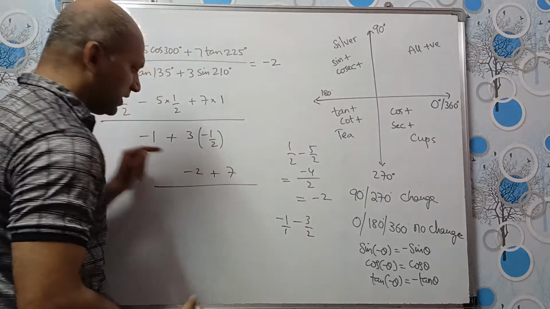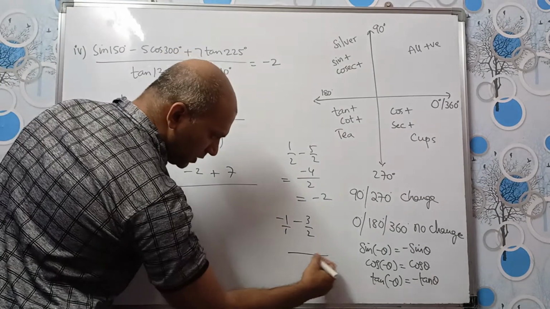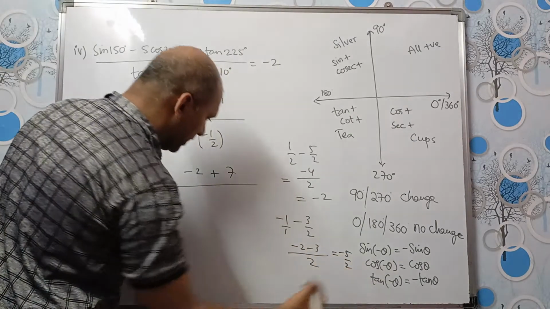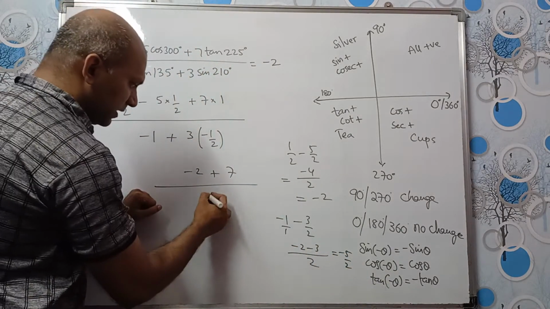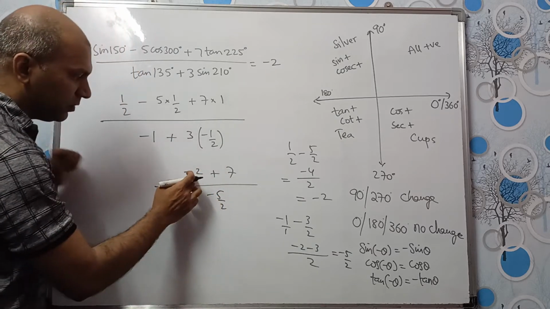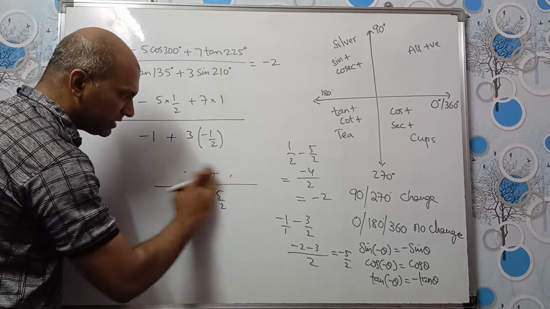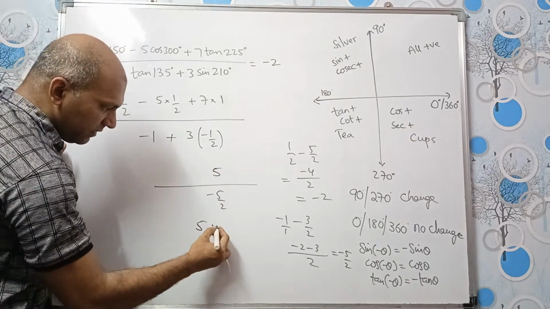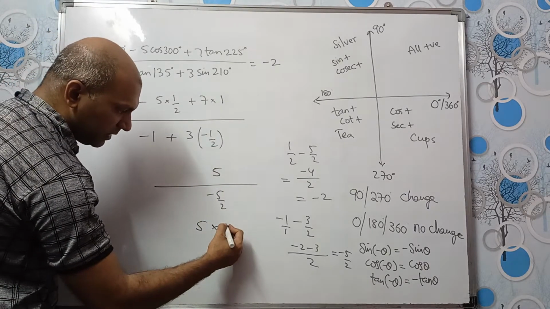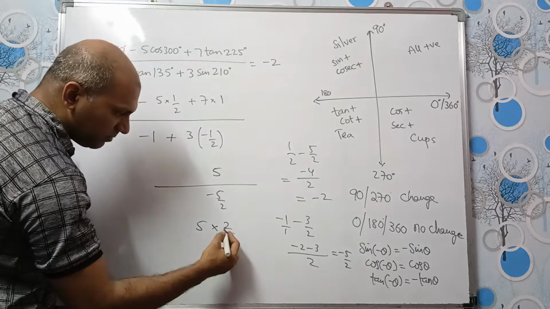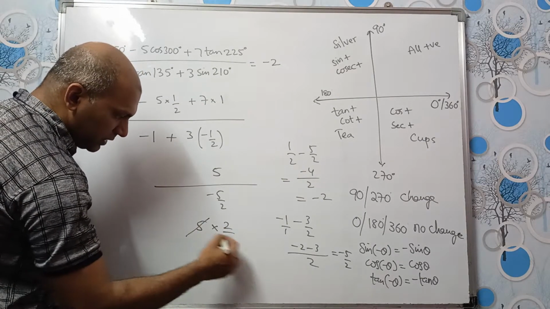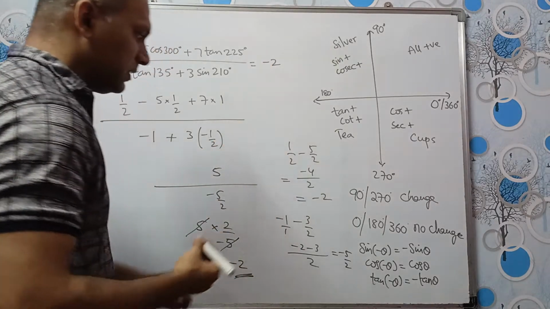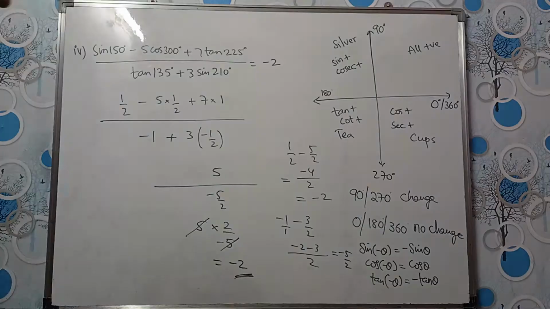So minus 1 we can write as minus 1 by 1. So this will be 2 minus 3, minus 5 by 2. This is minus 5 by 2, and in the numerator minus 2 plus 7 is plus 5, right? So this is 5, this big denominator will become multiplication, it will become 2 by 5 with minus sign, right? So this will get cancelled, we'll have minus 2. Alright, so the result is minus 2.